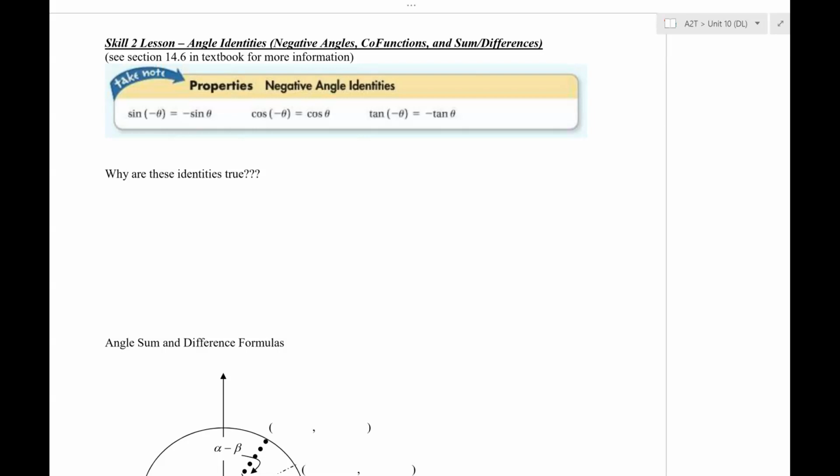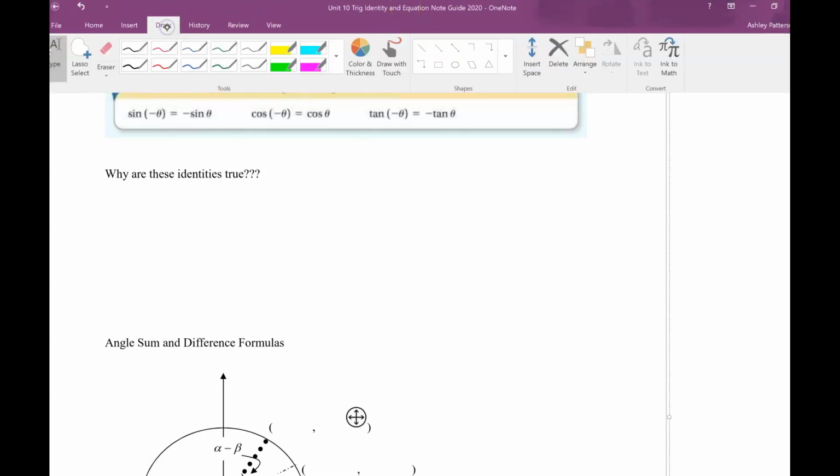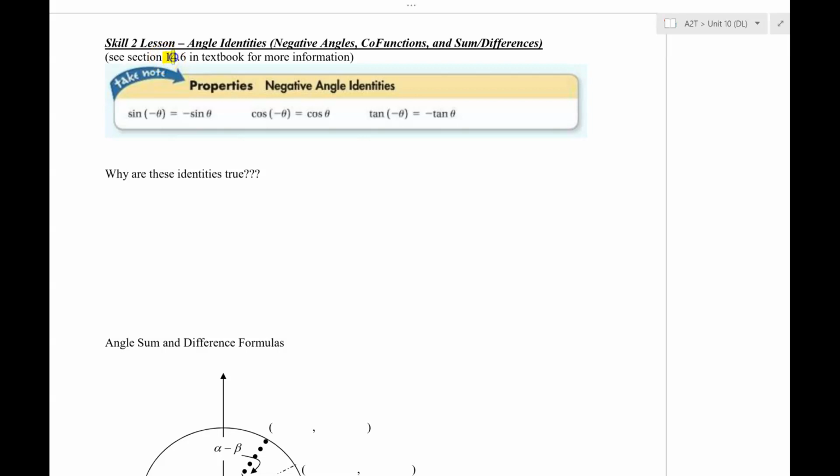Hello again. Okay, so we have hopefully at this point played around with some basic trig identities and their Pythagorean identities. Okay, and now we're going to look at some different ones. Keep in mind this is section 14.6 in your textbook. We're going to look at the negative angles, the cofunctions, and the sum and differences, not necessarily in those orders.